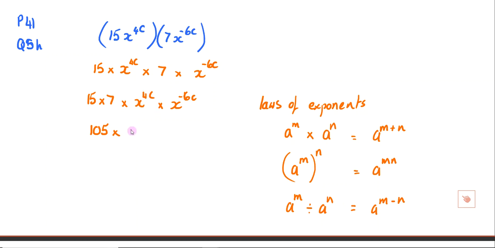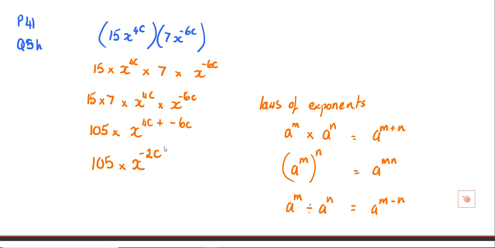So what do we have? We've got x to the power of 4c plus negative 6c. So what is 4c add negative 6c? Forget the division bit. At the moment it's just 4 add negative 6. That's negative 2. So this will be x to the power of negative 2c.